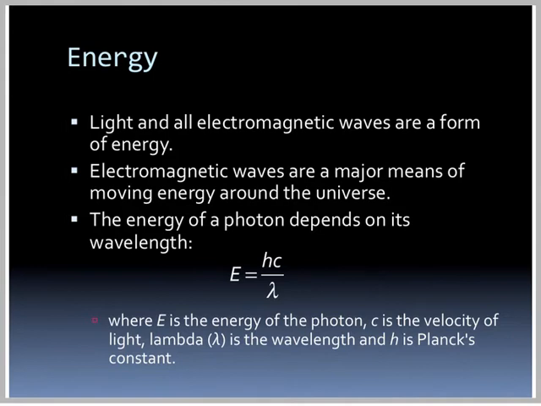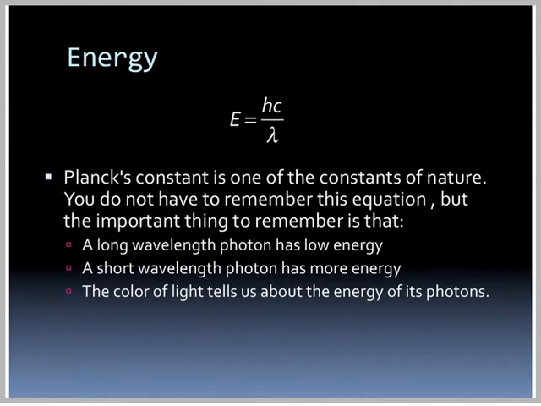Now, light and all electromagnetic waves are a form of energy. And electromagnetic waves are the major means of moving energy around the universe. And the energy of a single photon depends on its wavelength. So energy is hc over lambda. E is the energy of the photon, c is the speed of light, lambda, of course, is the wavelength, and h is called Planck's constant. It's just another fundamental constant that we look up in a book. So it's one of these constants of nature. You don't have to remember this equation, but there are a few things I do want you to remember from it.